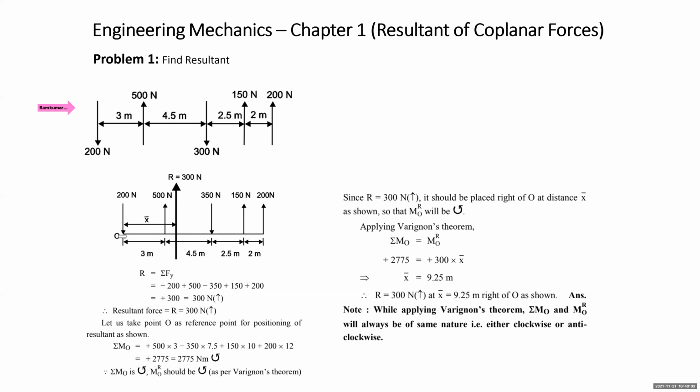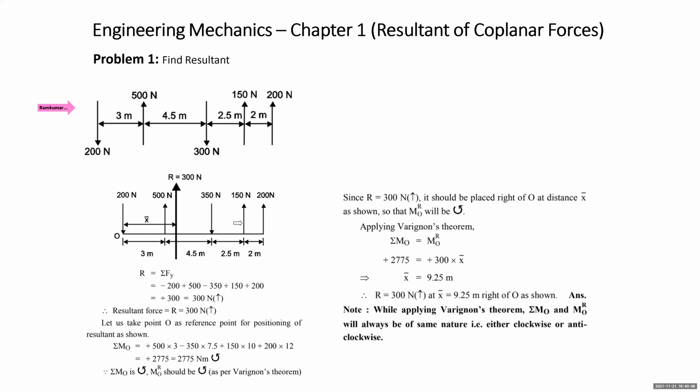Now you'll assume that the forces are acting on a bar or a rod, and there is an axis perpendicular to the bar and passing through moment center O. To know the nature of the moment of the various forces, you have to assume that the bar is free to rotate about an axis through O. The 200 N moment will be 0 since its line of action is passing through the moment center. The 500 Newton force is going to rotate this bar in anti-clockwise direction. So 500 into 3 anti-clockwise, plus 350 will try to rotate it in clockwise direction, so the moment is clockwise: minus 350 into 7.5.